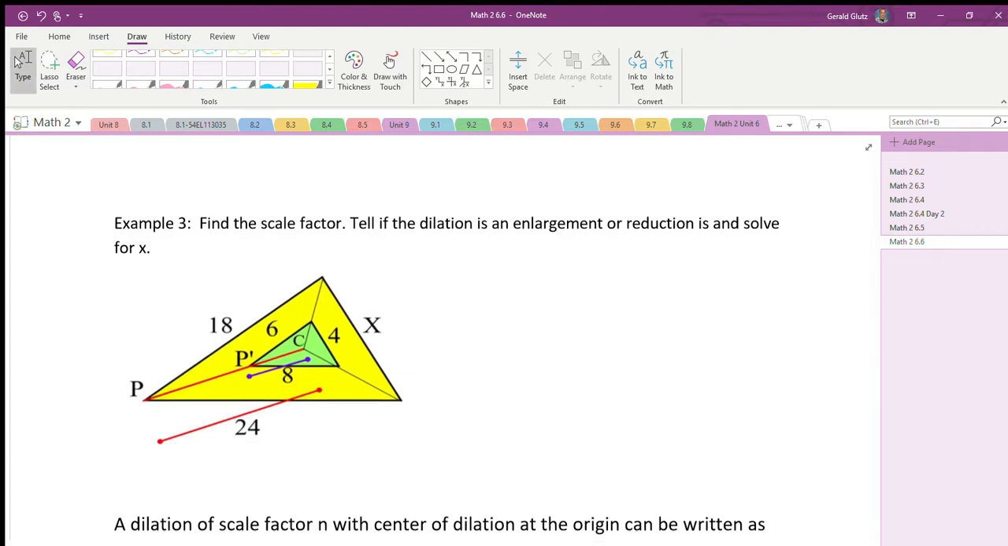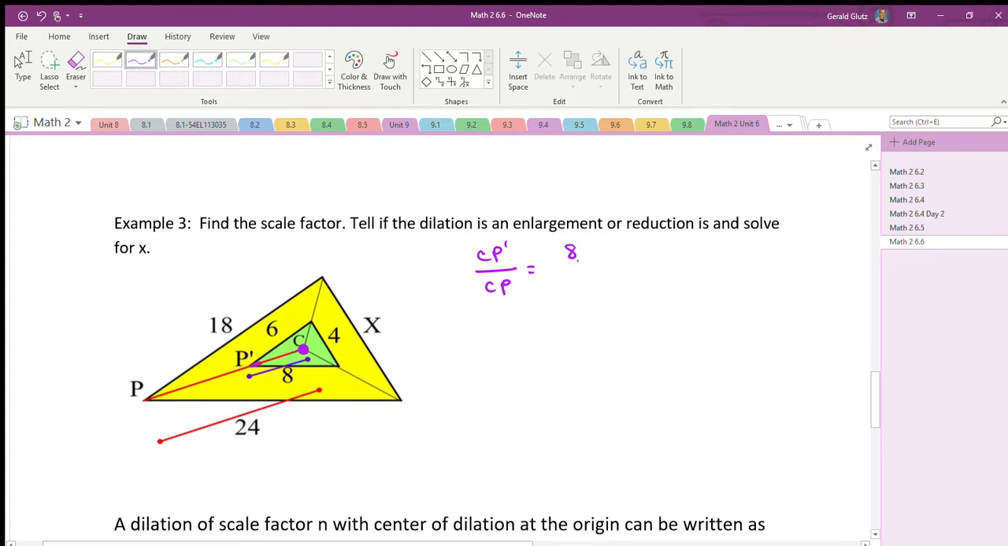So example 3, we have to find the scale factor, tell if the dilation is an enlargement or reduction, and solve for x again. So here's our center of dilation right in here. So here's C. So remember, scale factor is CP prime divided by CP. So CP prime would be this length right here. It tells us that that is 8 from C to P prime. From C to P, that length is 24.